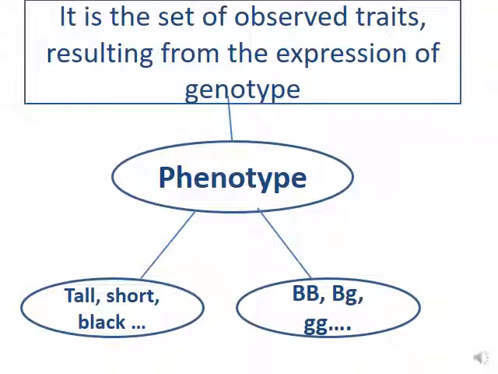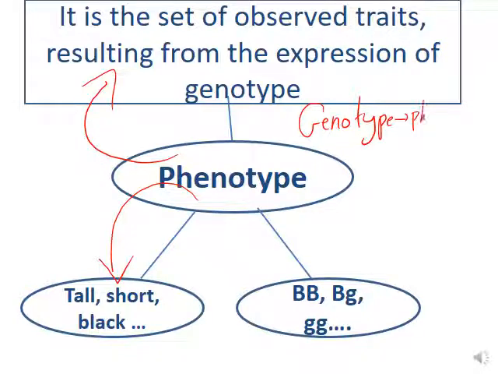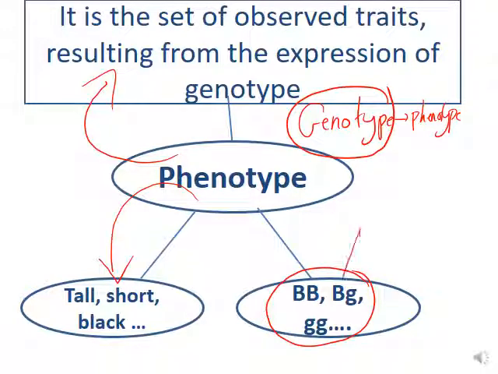While here, the phenotype definition is the set of the observed traits resulting from the expression of the genotype. Example, the genotype will give the phenotype. This is before we continue. Always the genotype will code for the phenotype. So genotype will decide the phenotype. So the phenotype: tall, short, black, red, green, violet, purple, hazel eye, and so on. All the traits are classified as phenotype. Whereas these BB, BG, GG, this is not an example. Why do we call this? These are the genotypes.